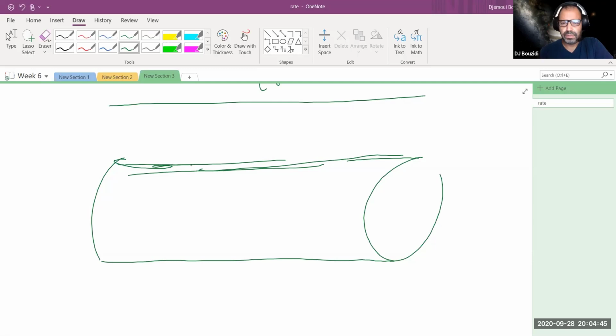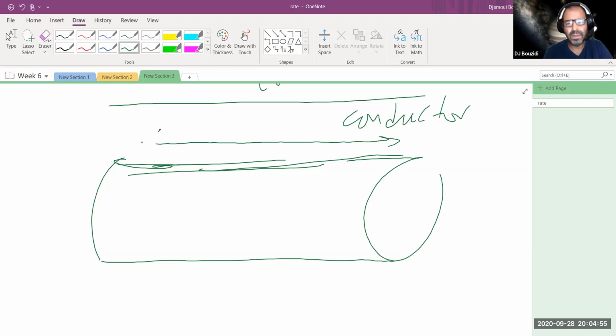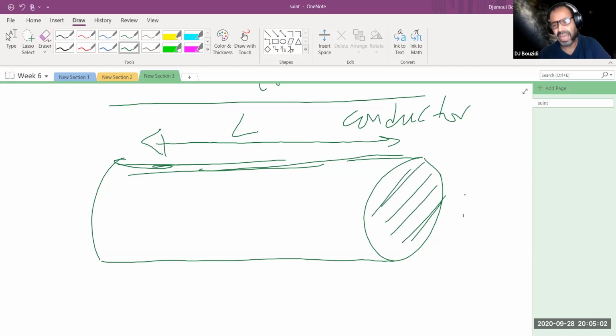This is a conductor. And I take a portion of the conductor, not the entire conductor, of length L. So this distance is L, and cross section A. And apply an electric field. I'm going to take the electric field pointing in this direction. So there is an electric field in this direction.